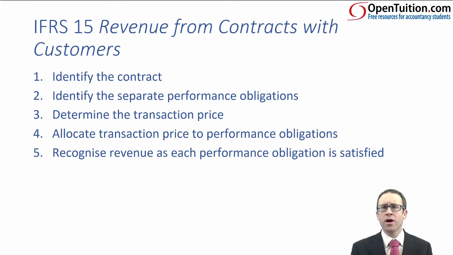You then need to go through there and identify the separate performance obligations. So that's fancy speak, isn't it, for saying there's a contract between 2 parties. What specifically is provided within the contract? Is there more than just one element to the sale? So going back to our examples with regards to the mobile phone, there was a sale of a mobile phone, wasn't there?